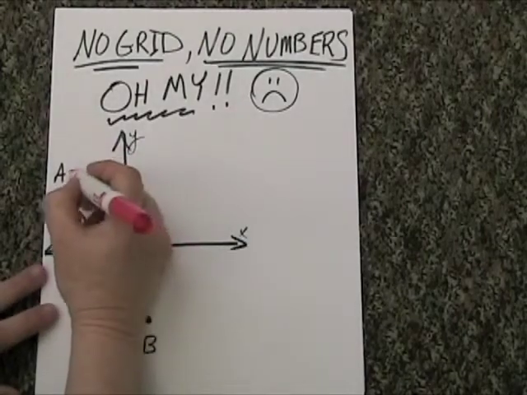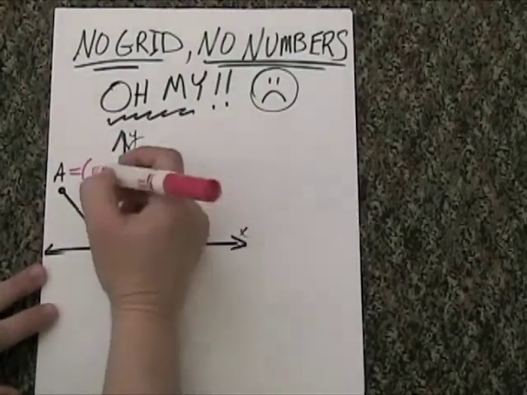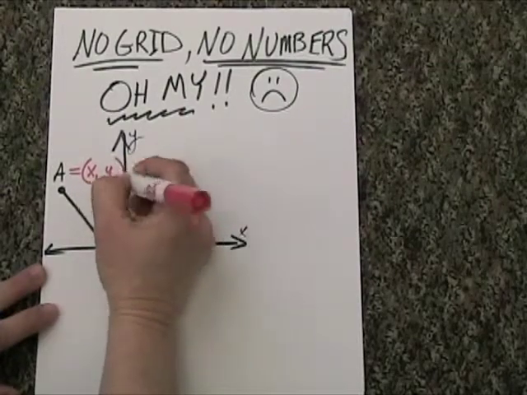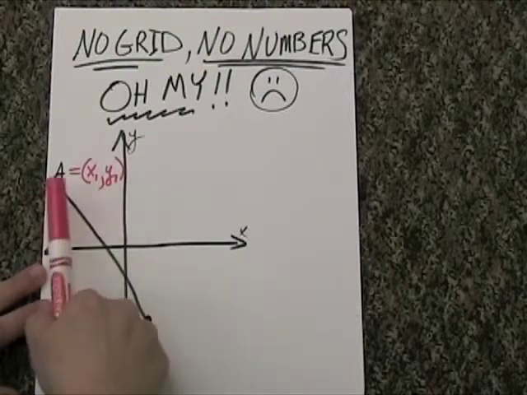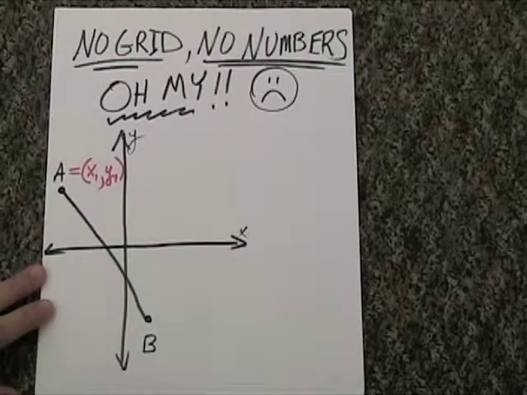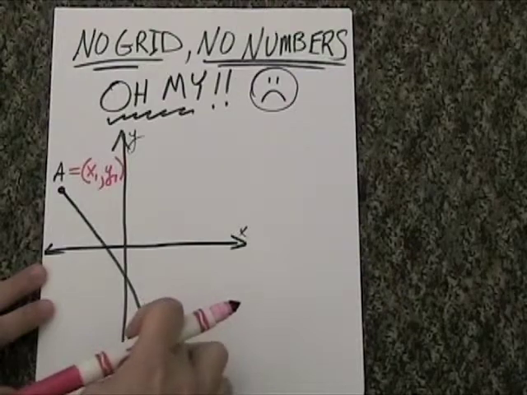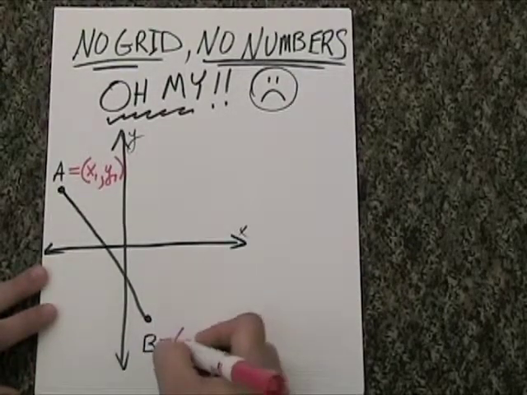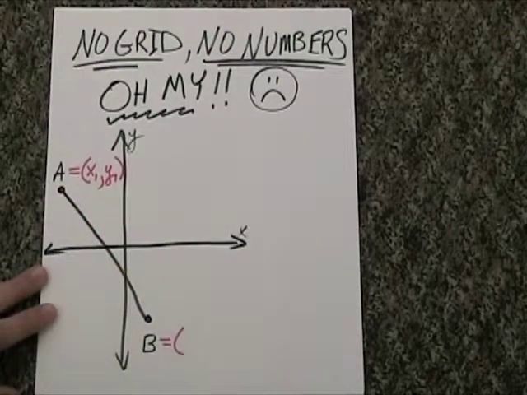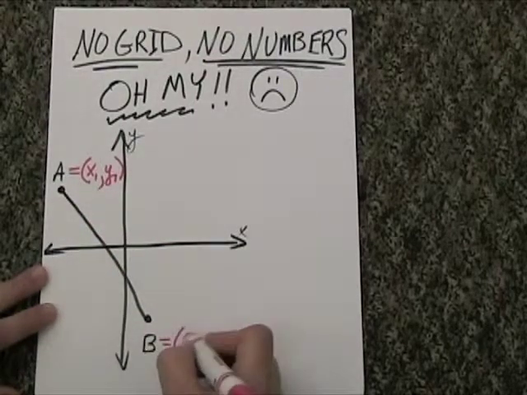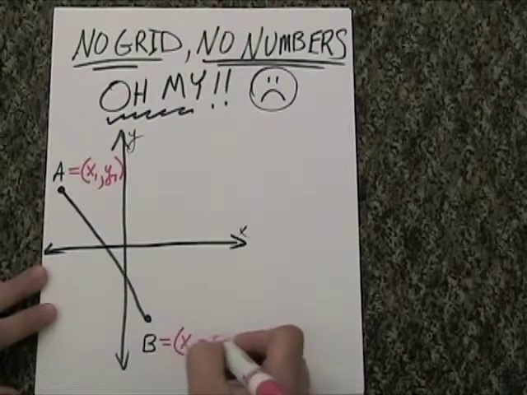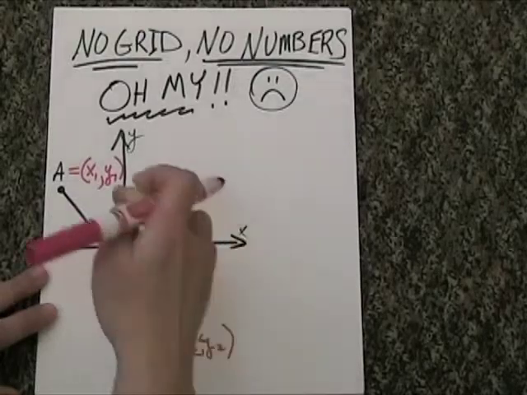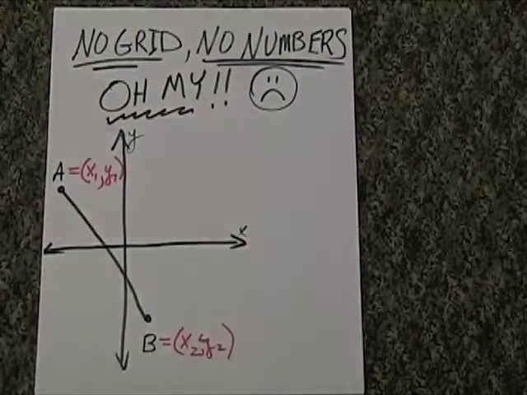Okay, let's let A stand for x sub 1, y sub 1. Those are our mystery coordinates for A. All right, I have no idea what they are. Now, I have another mystery point down here, so we're going to let B, we can't use x sub 1, y sub 1 because we've already used those variables. So we're going to use x sub 2 and y sub 2. So that's two different ordered pairs.